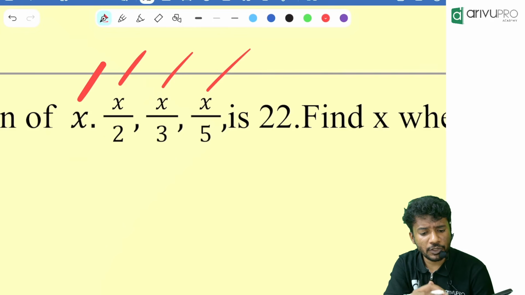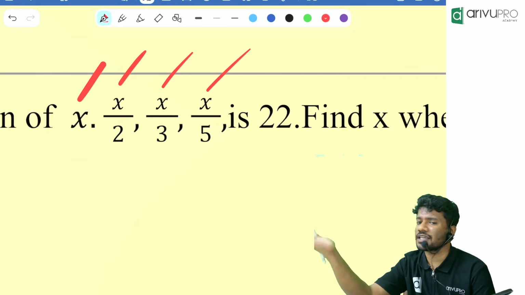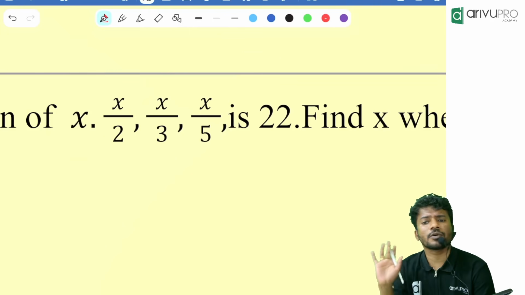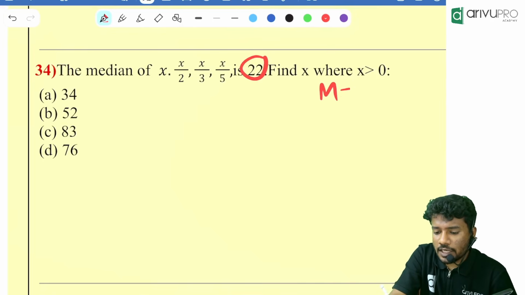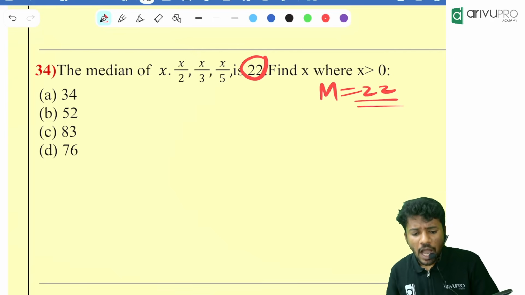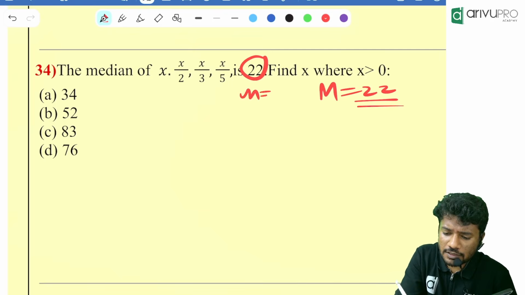If we put 30 instead of x, the first value will be 30, then 15, then 10, then it will be what? 6. Anyway, they are arranged in increasing or decreasing order, so we don't need to bother about anything. Now, people, median is given to be what? 22. M is equal to 22. When median is given to be 22, how will you find the value of x is the question. How many are there in total? N is equal to 4.